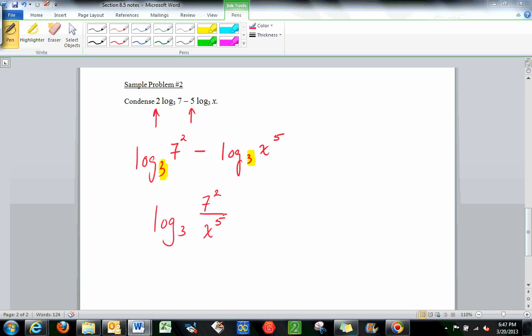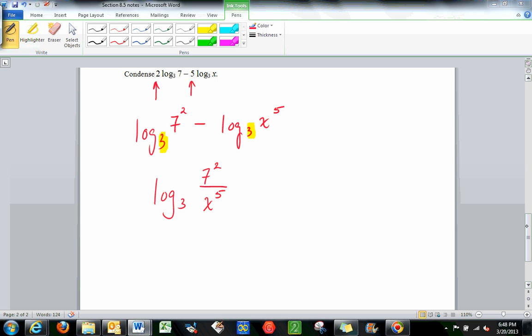And of course I want to condense any numerical values possible, so I'm going to continue to do that, and that's log base 3 of 49 over x to the 5th, and we are now down to a single log statement, so that problem is condensed as far as possible.